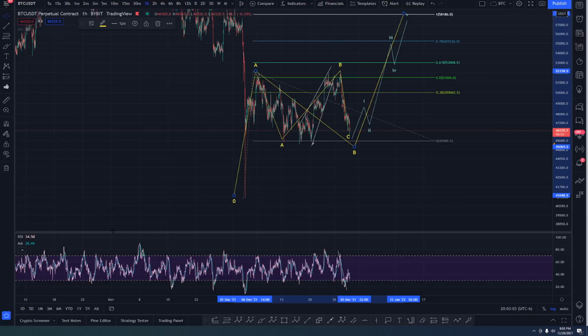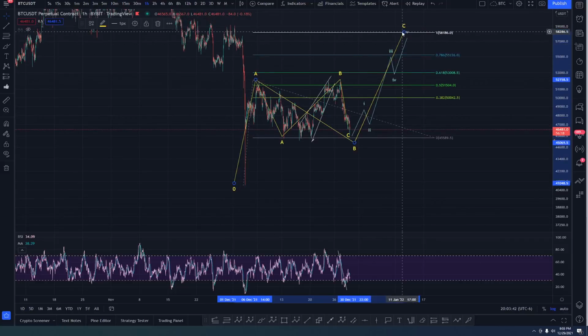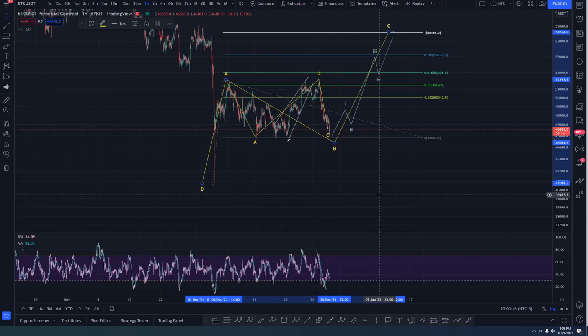Thought I'd give you a wave update today, see if I could help you out with what's happening. We made a video on Sunday entitled Bitcoin setting up for a dump and a pump. Well, guys, we got our dump. We've been dumping since Sunday at least, and now we're looking for the pump. This is the count that I'm watching for, at least one of the counts. So I'm looking for this to play out potentially.